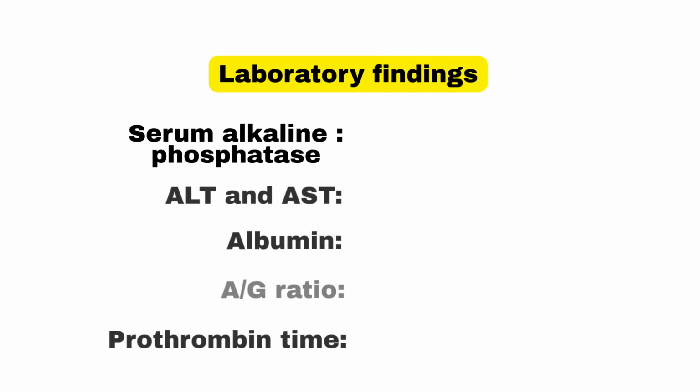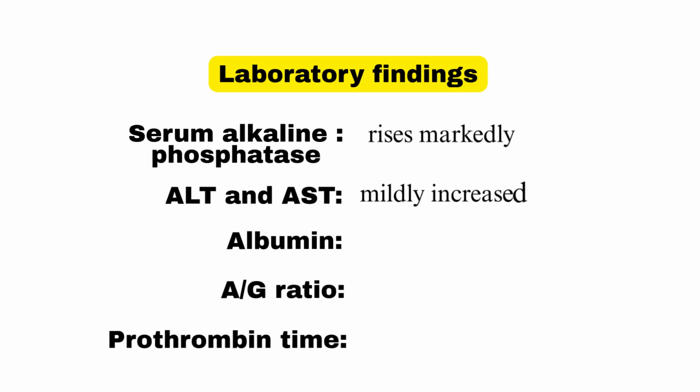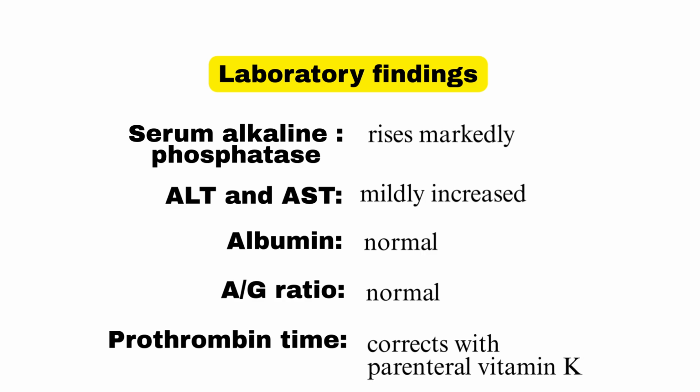Laboratory findings. Serum alkaline phosphatase rises markedly. This is the key finding. ALT and AST are only mildly increased. Albumin is normal. A to G ratio is normal. Prothrombin time corrects with parenteral vitamin K.